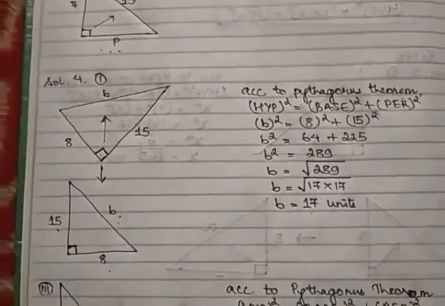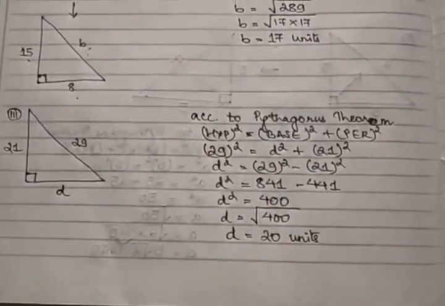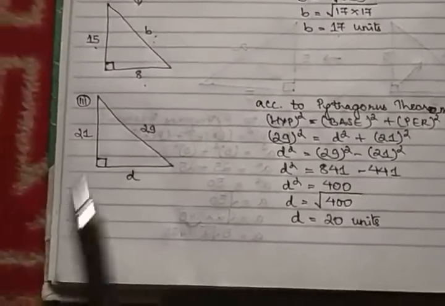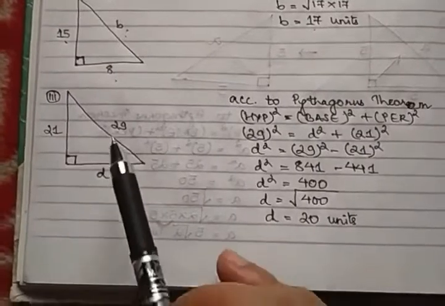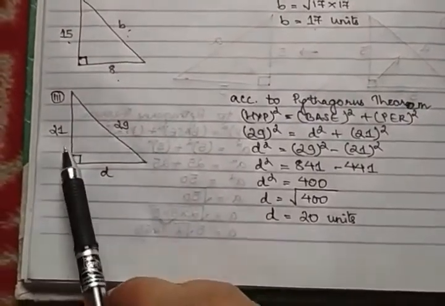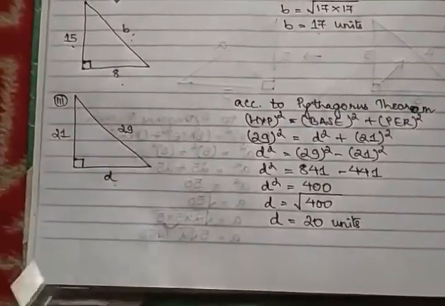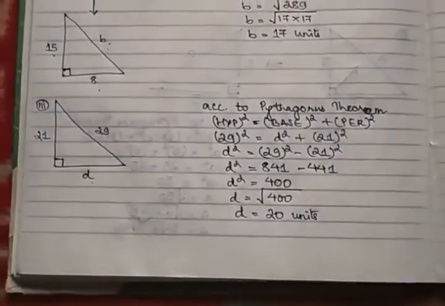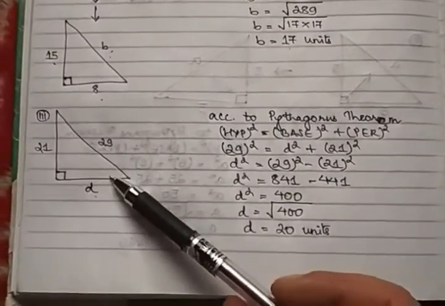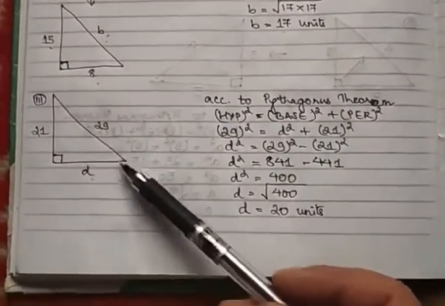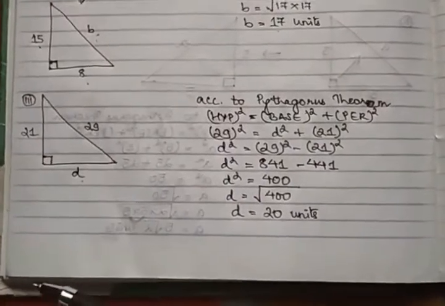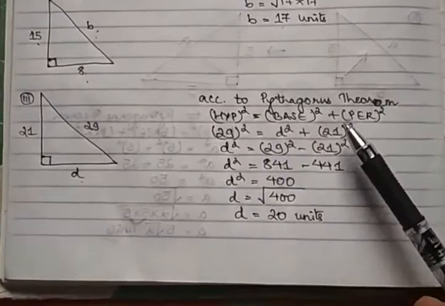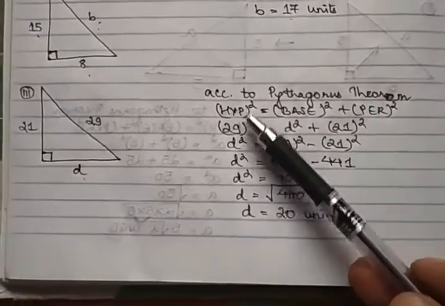Okay, a few more sums. And in question number 3, the figure was directly given. The hypotenuse was given as 29. The perpendicular was given as 21. The base was missing, and it was given in terms of D, isn't it? So no need to change any figure because it's already in our usual, easy form. So according to Pythagoras theorem, hypotenuse square equals base square plus perpendicular square. You know what to do, isn't it?